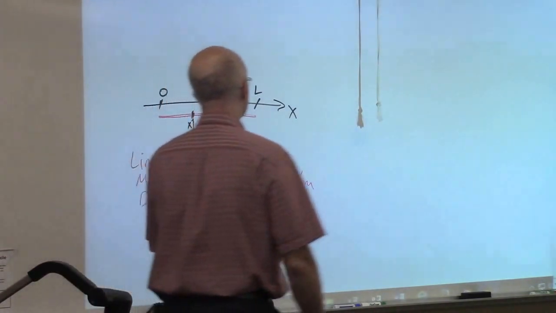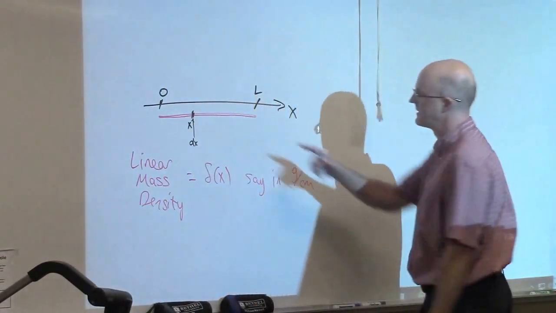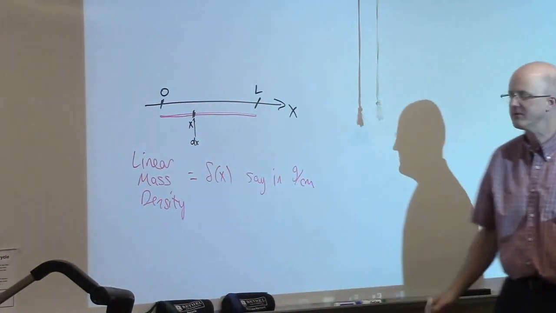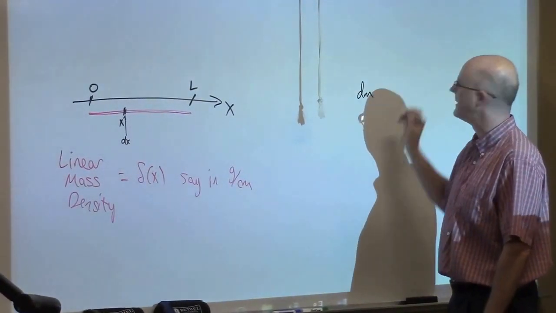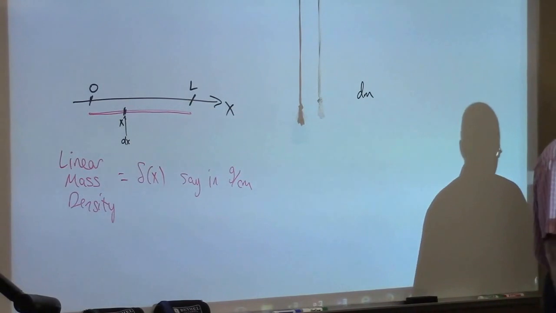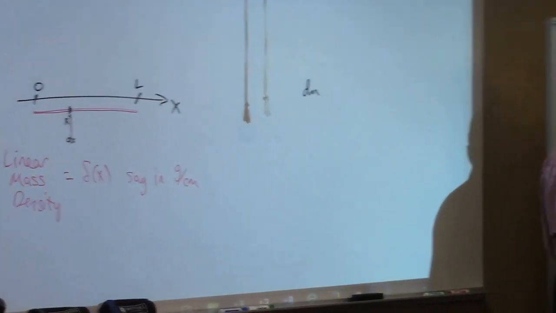So what's the total mass? We'll start by thinking about what the little mass of the little chunk would be. This little chunk you've sliced off. Why not call that dm? An infinitesimal little amount of mass.